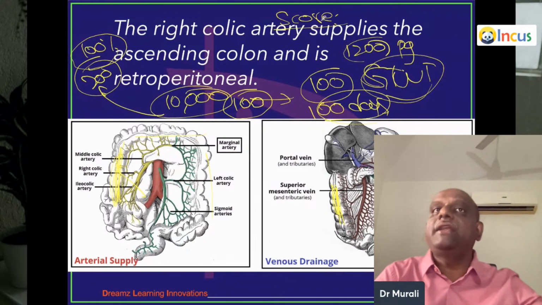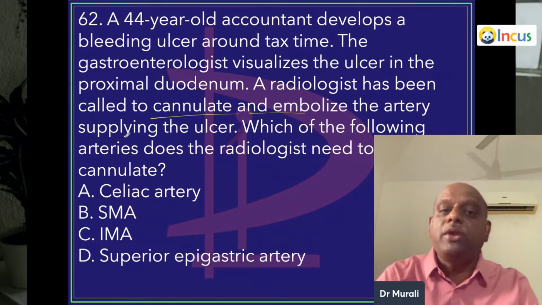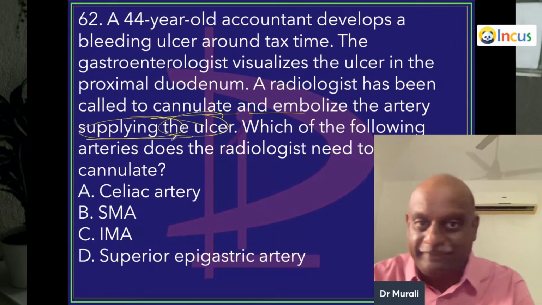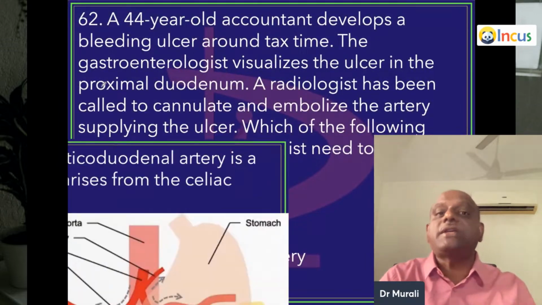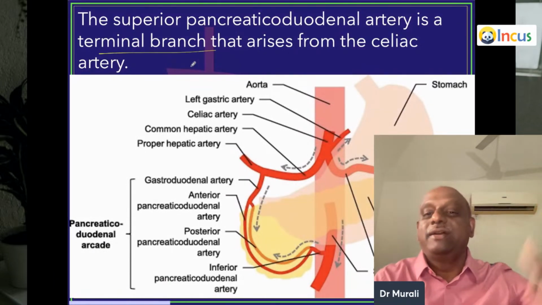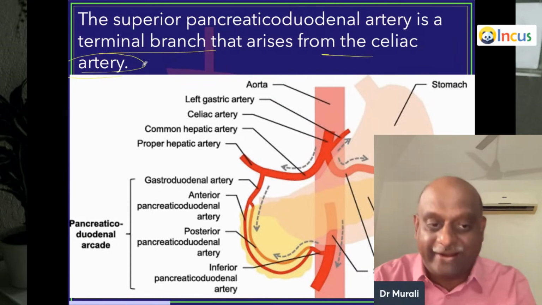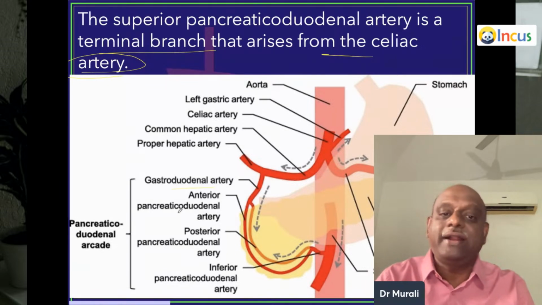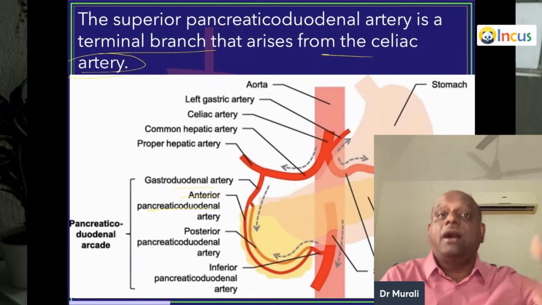Now, the right colic artery supplies the ascending colon, which is retroperitoneal. You are cannulating and embolizing the artery which is supplying the ulcer in the proximal duodenum. So what is that which is supplying that? The superior pancreaticoduodenal artery, which is supplying the duodenal ulcer. It is a terminal branch arising from the celiac artery. So the gastroduodenal artery, anterior pancreaticoduodenal artery, posterior pancreaticoduodenal, inferior pancreaticoduodenal, they're all called the pancreaticoduodenal arcade.